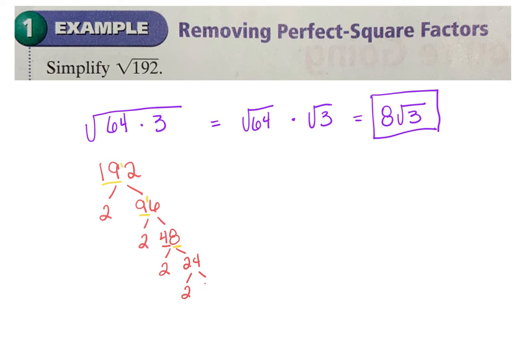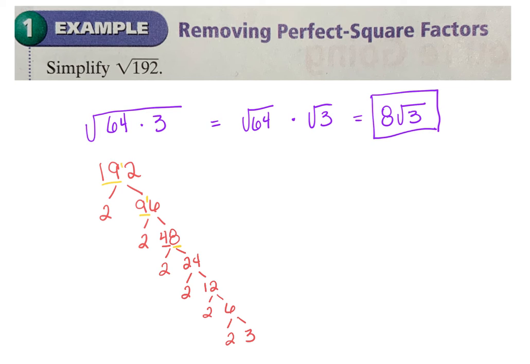24 divided by 2 is 12. So 2 times 12 is 24. 12 is divisible by 2. 2 times 6. And then 6 is divisible by 2. 2 times 3. And so this is what's called a factor tree. I am breaking 192 into prime factors. And you would have done this when you learned exponents. You would say, oh, well, that's 2 to the 6th power times 3.